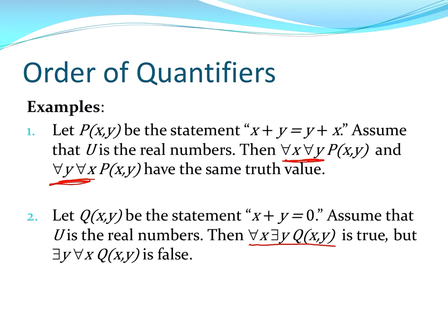But if we try to switch the "for every x" and the "there exists y" in front of the quantifier, it turns out to be false. Because there isn't a y such that for every x, Q(x, y) is true. There's no y such that every x is its additive inverse. So that would make it false. So in general, when the quantifiers are of different types, we cannot switch them.